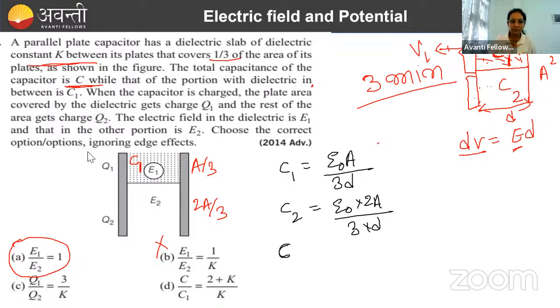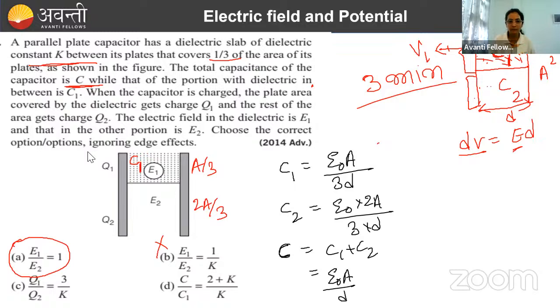So C can be written as capacitance. These two are in parallel. So in parallel, how do we write capacitor? How will we add in parallel? In parallel, we can simply add, like C1 plus C2. So if you're going to do that, what are you going to get?